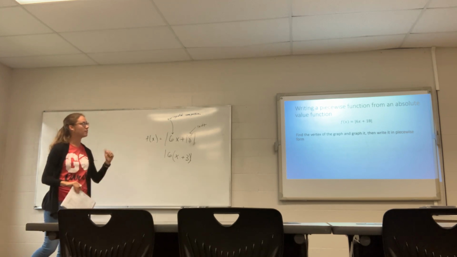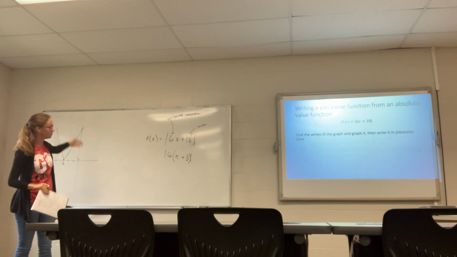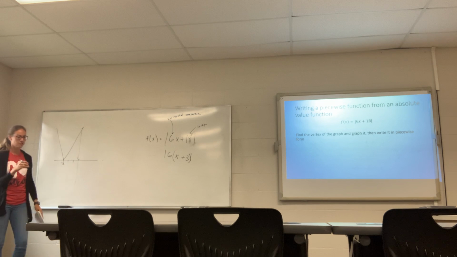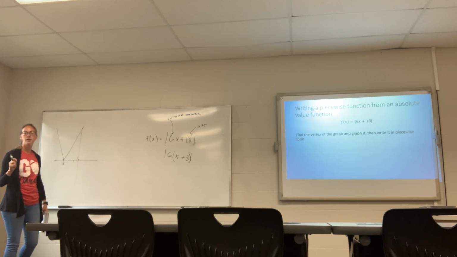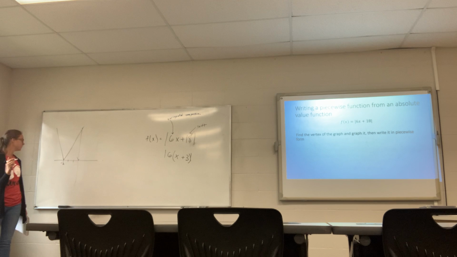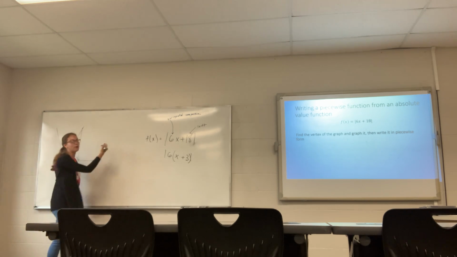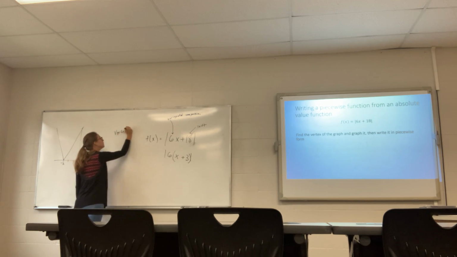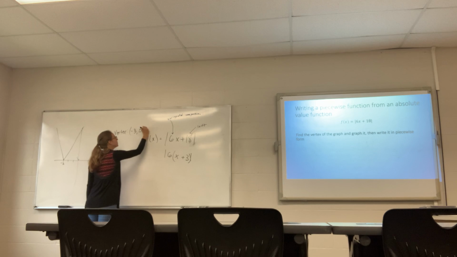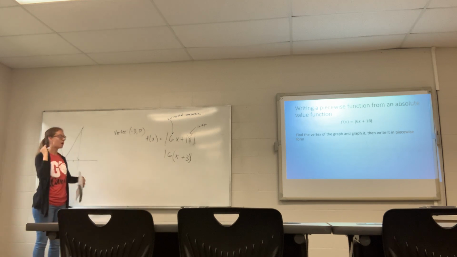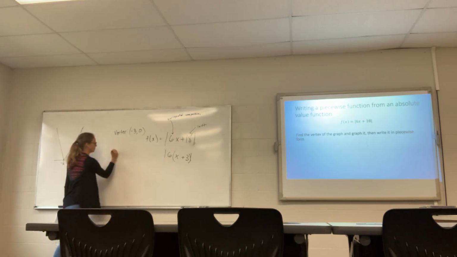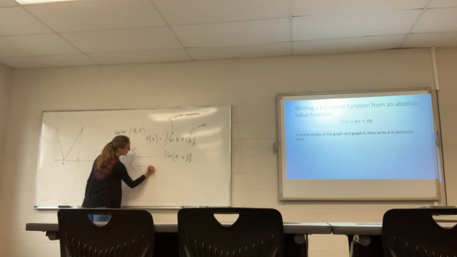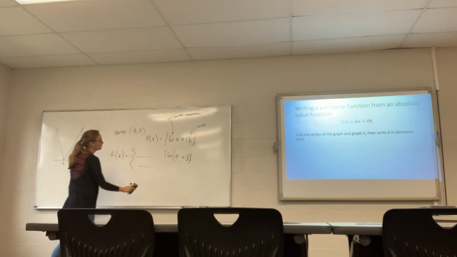So it says we need to find the vertex of the graph, which we just did, and then write it in piecewise form. So where's my vertex of this graph? What do you guys think? Haley Berry, what do you think? -3. Yeah, -3. And then what would my y coordinate be? 0. Yeah. So my vertex is going to be at -3, 0. Now we have everything we need to write a piecewise function. So f of x is equal to, there's going to be 2 pieces and then 2 domains.